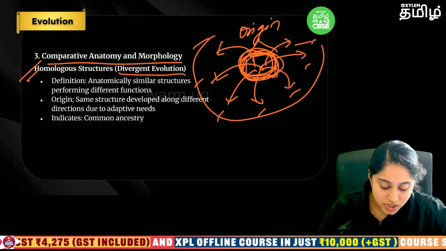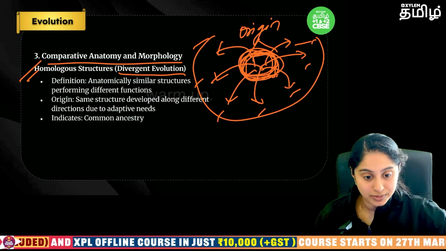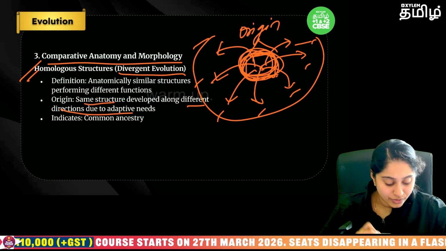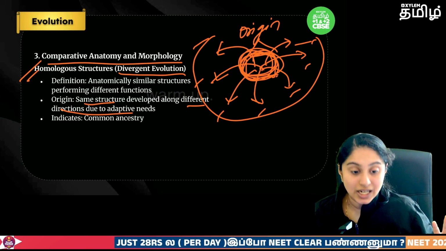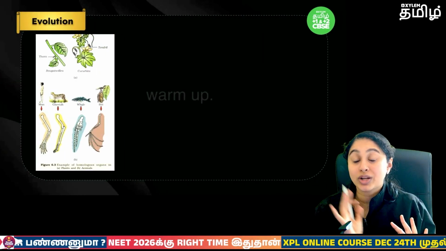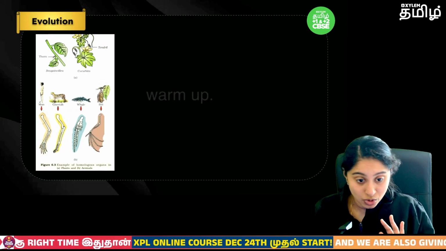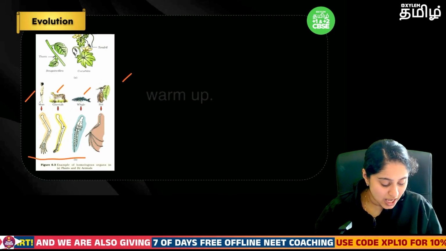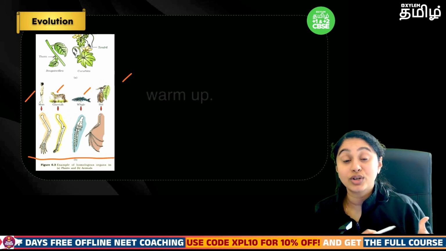But functionally, they are all different. Understood? So same structure along different directions for different needs. Okay, so this will indicate a common ancestry. For example, if you look at the mammals' limbs, a bat, a whale, a cheetah, and a man have the same structure, but they are modified for different functions.